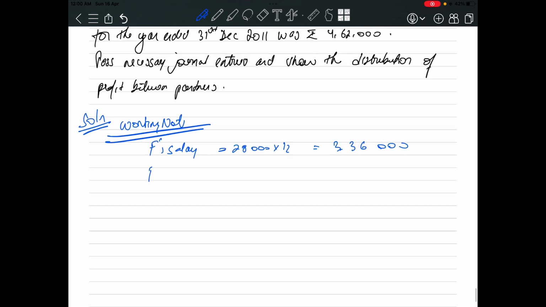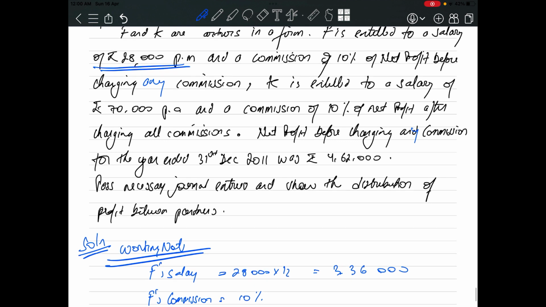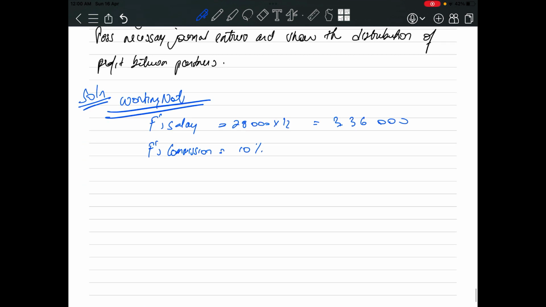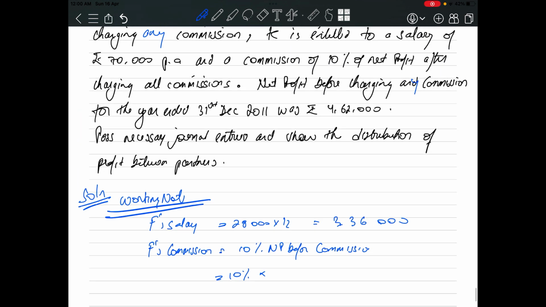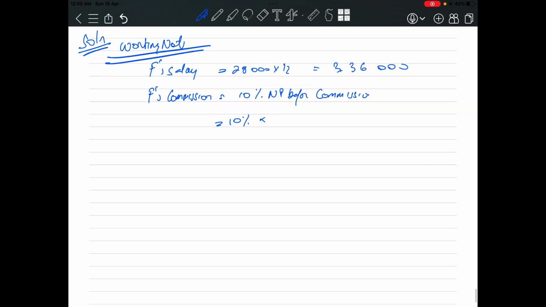Now, the commission of 10% of net profit before charging any commission. So F's commission is equal to 10% of net profit before commission. What is the net profit before commission? It's given in the question. See, net profit before charging any commission was 4,62,000. So what is the amount of commission F will get? 46,200. Clear? No doubt up to this point.